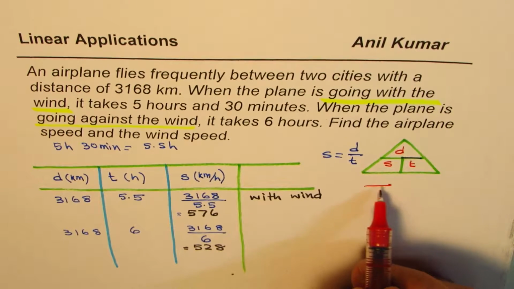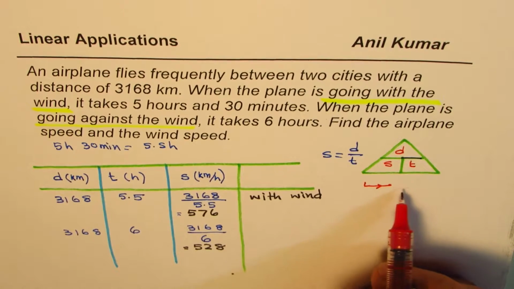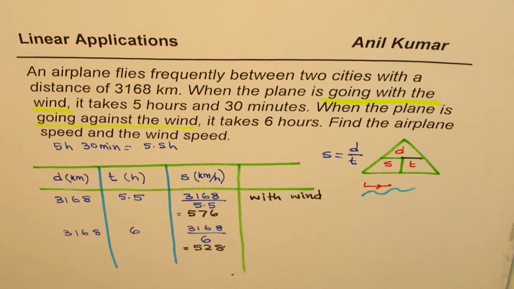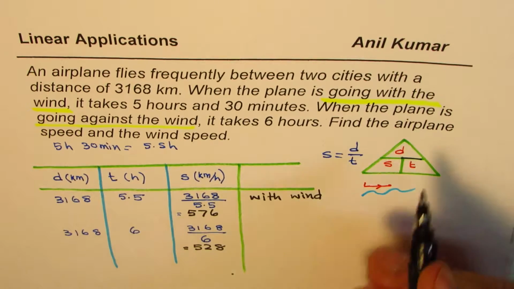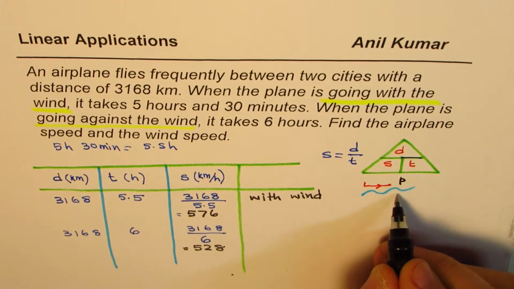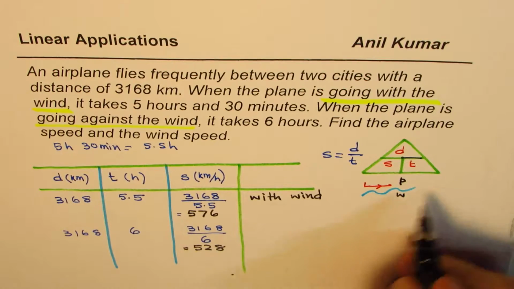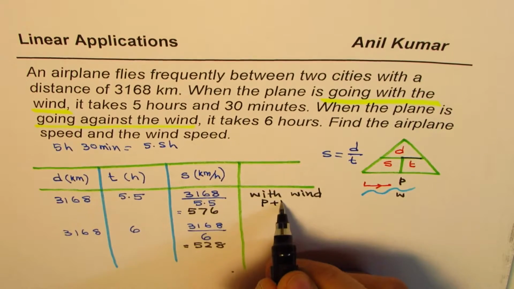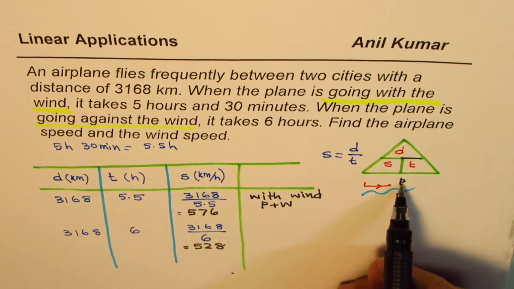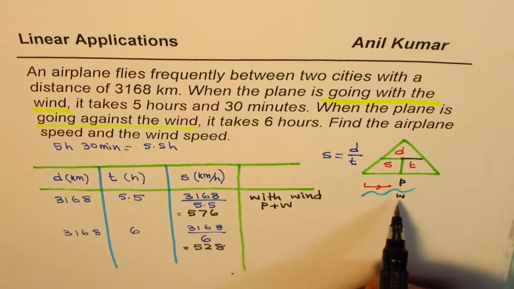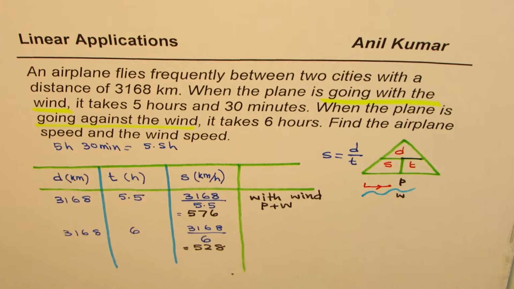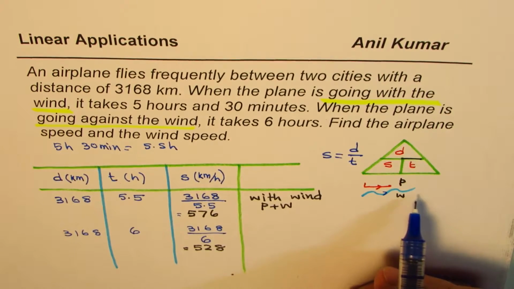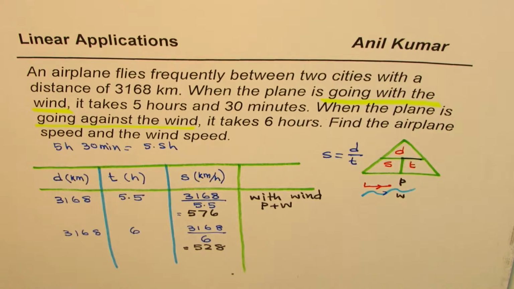Do you see that? So think like this. That's your plane, right? And when it goes along with the wind, then both speeds of plane and the wind add up. So with the wind, we have the plane speed plus the wind speed. So if P is the speed of the plane and W is the speed of the wind, both are in the same direction, right? That is the scenario.